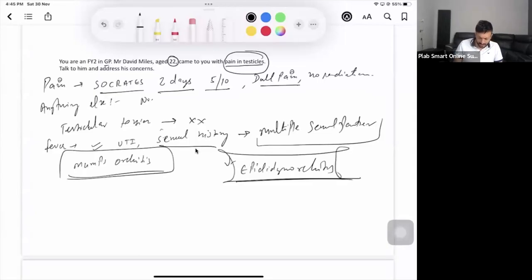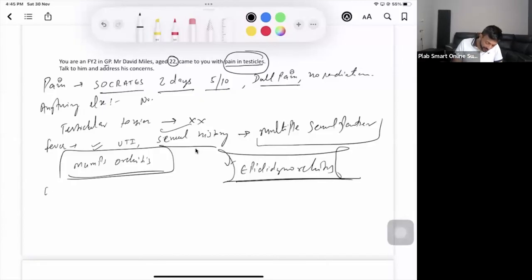Again, if there is a positive sexual history, multiple sexual partners, unprotected sex, maybe going more towards epididymo-orchitis. But if it is swelling here and then pain in the testicles, going more towards mumps orchitis. Okay, so what we're doing: pain, elaboration, anything else? No testicular torsion, doesn't look like fever, UTI, sexual history. This is what you're going to do.